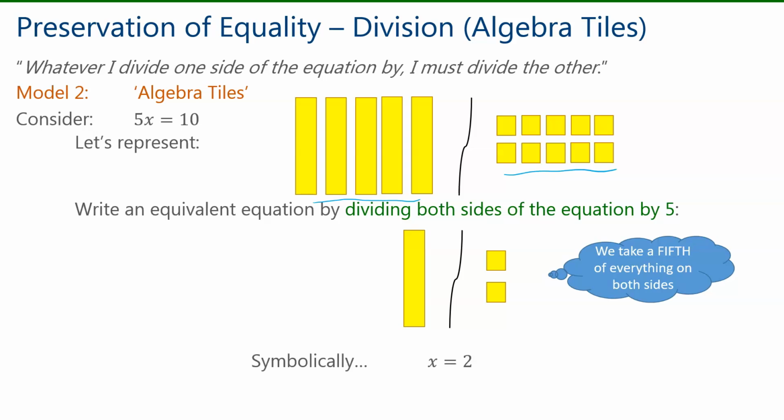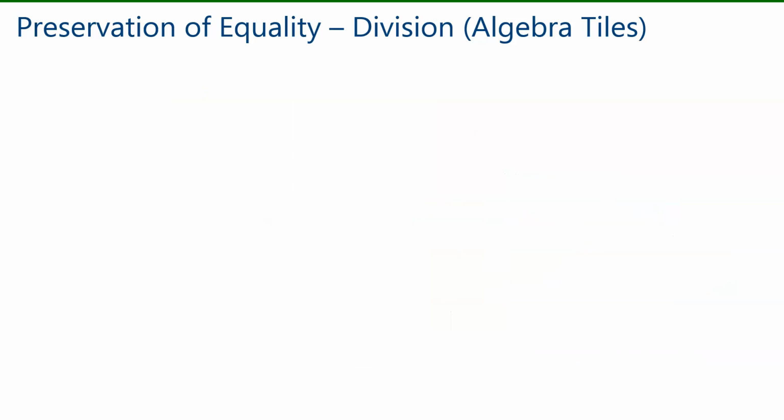Symbolically, what are we left with? x equals 2. So this is another one of those cool examples where in creating an equivalent equation, we actually also solved it. x equals 2. And our final example, let's look at 4m plus 8 equals 12.